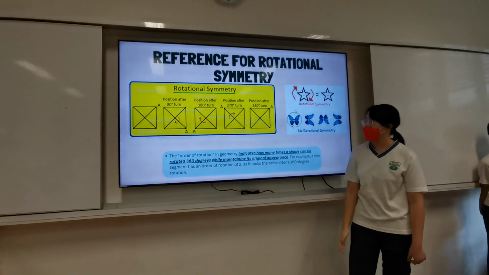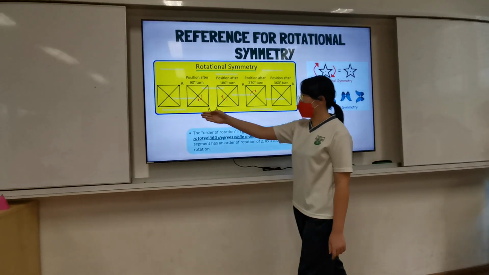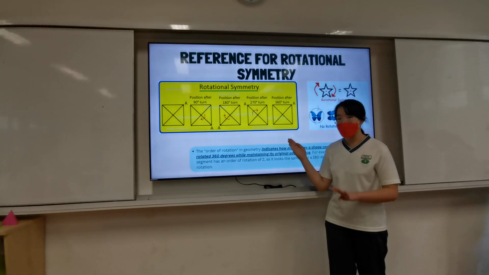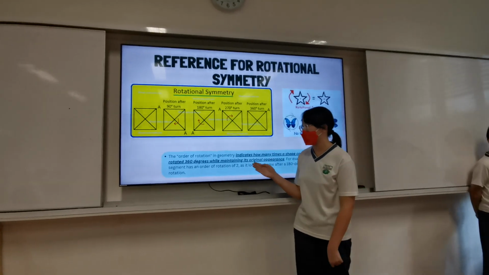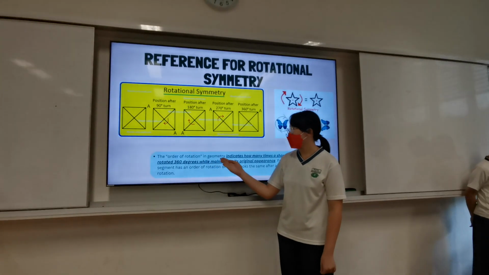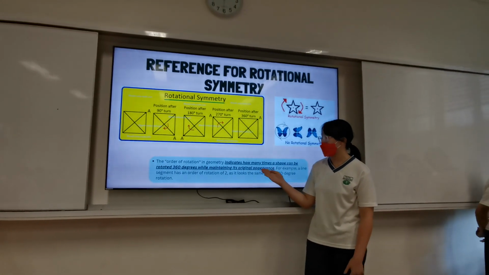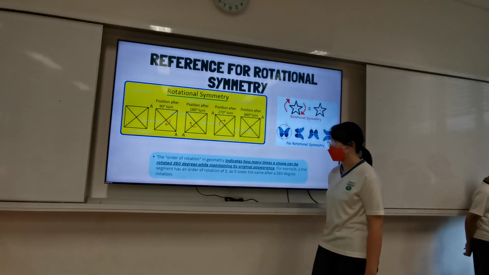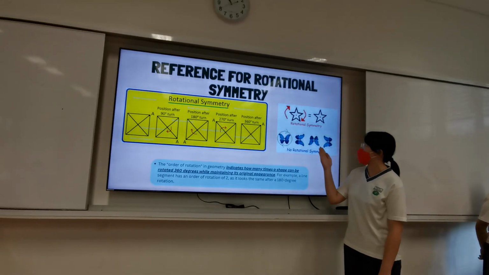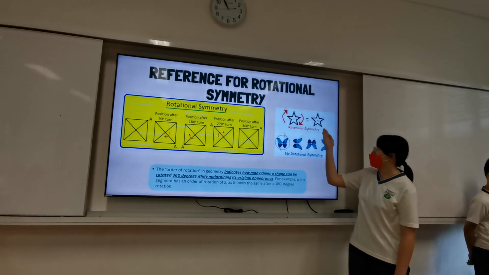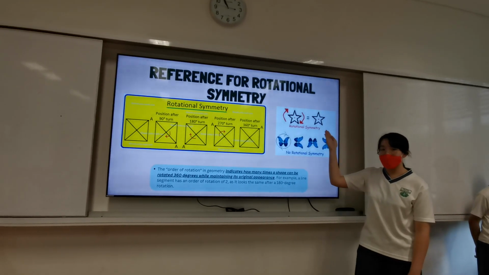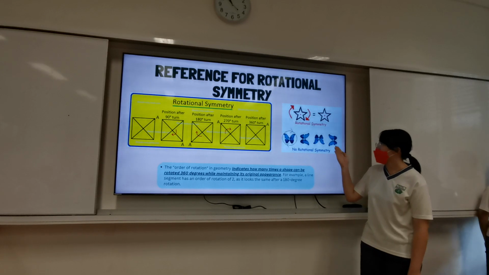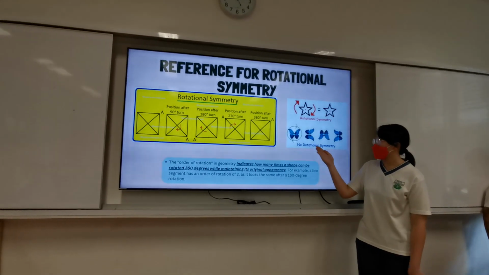Here is a reference for rotational symmetry. As you can see, the square shape, turned every 90 degrees, is the same as the original. That concludes that it has rotational symmetry of order 4. The order of rotation in geometry indicates how many times a shape can be rotated through 360 degrees while maintaining its original appearance. Let's look at this reference also. The star shape, as it's rotated 90 degrees, looks the same as the original image, while the butterfly shape, as it keeps rotating 90 degrees, doesn't look identical to the first image.